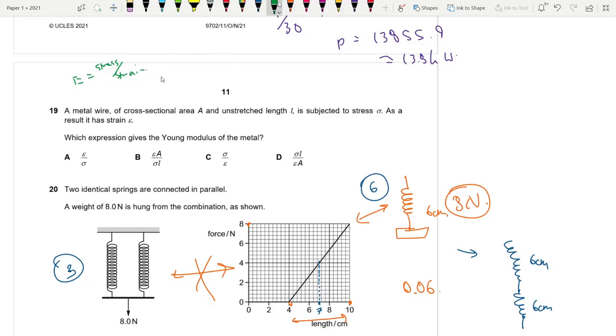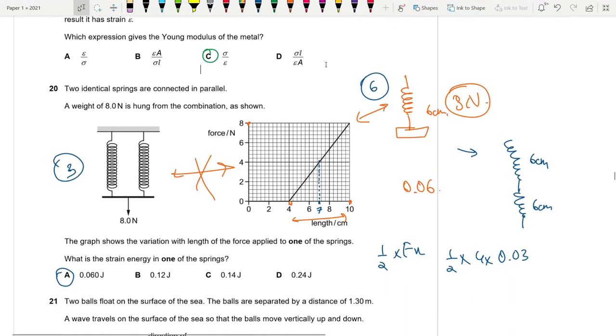So, basically, Young modulus is equal to sigma by epsilon. Is that it? Oh, that's it. So 19 is C. Okay. So sigma by epsilon. Okay, cool. So number 20, I have this done.